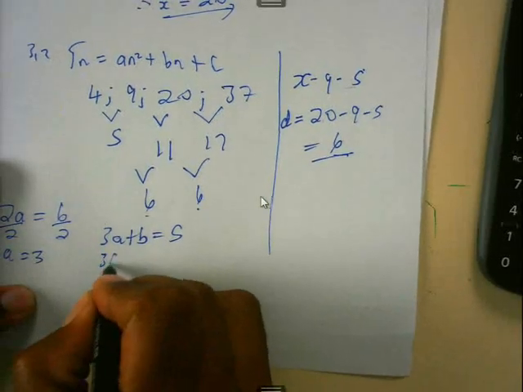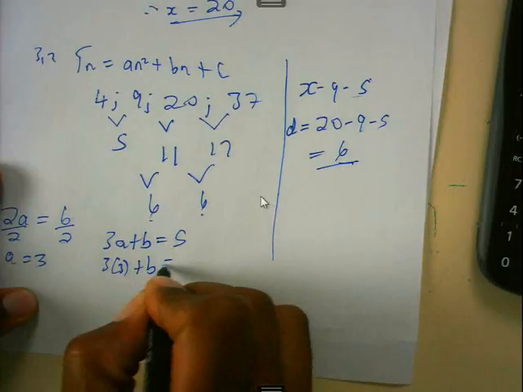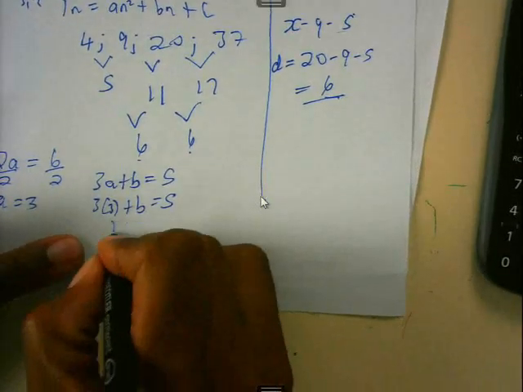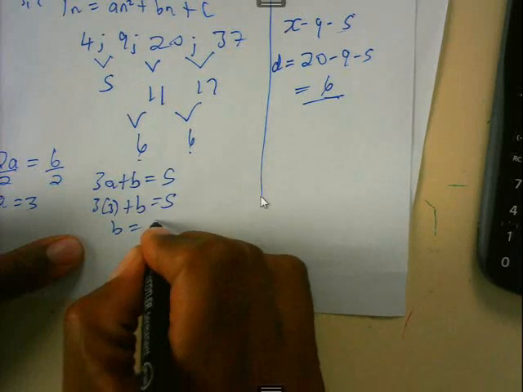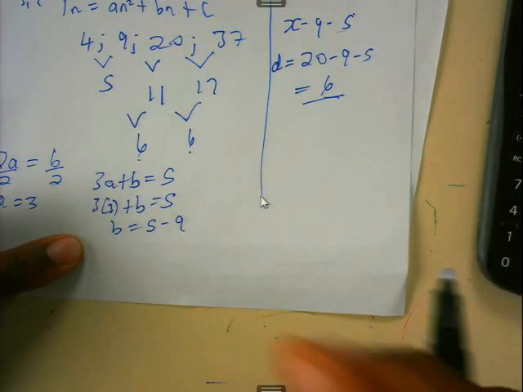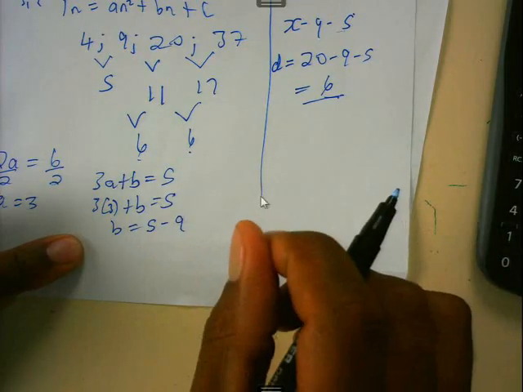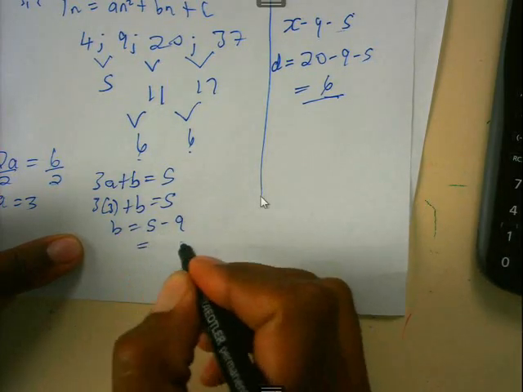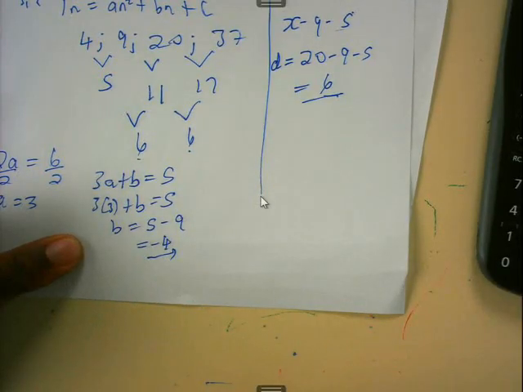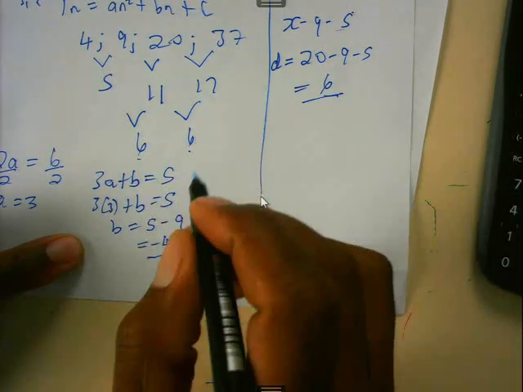Now you say 3 multiplied by 3 there plus b. That is 5. What is 3 times 3? It is 9. Therefore, b is equals to 5 minus 9, not 6, right? It's not 3 times 2. 3 times 3, that is 9. Of course, 5 minus 9 is what? It is minus 4.